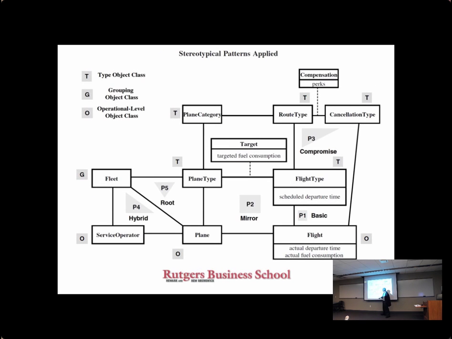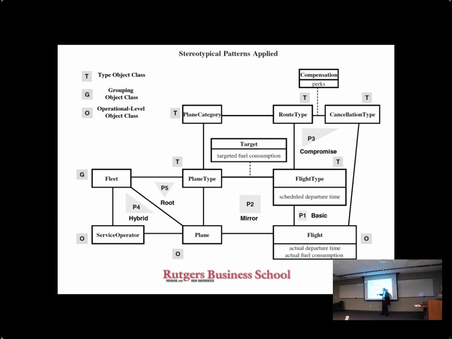So on this slide, in this case, this is a grouping relationship. This is not a typification relationship, this is a grouping relationship. And this is our policy. So what is our policy? Our policy is that service operators are assigned by fleet. Okay? So a fleet has a contract with a particular service operator, and only that service operator can service those planes.